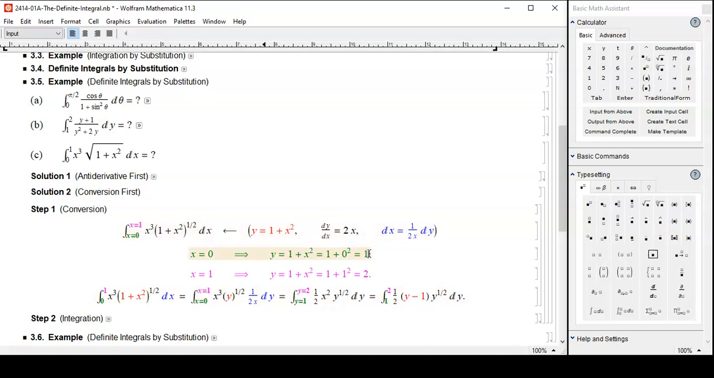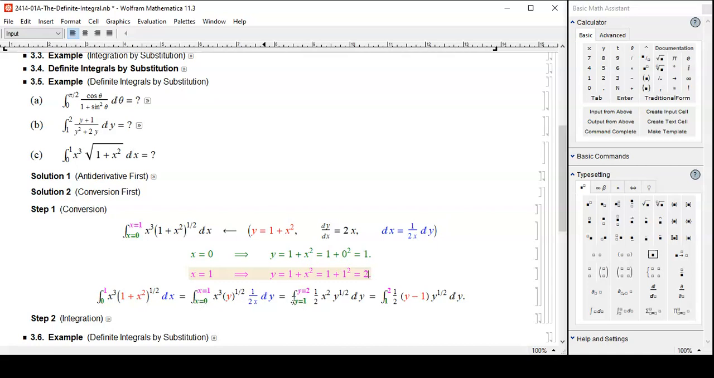Moreover, when x equals 0, y is 1. When x equals 1, y is 2. Is that clear? 1 plus x squared for x equals 0. 1 plus x squared for x equals 1. So y is going from 1 to 2. In the end, we get this. x is going from 0 to 1, so y is going from 1 to 2.